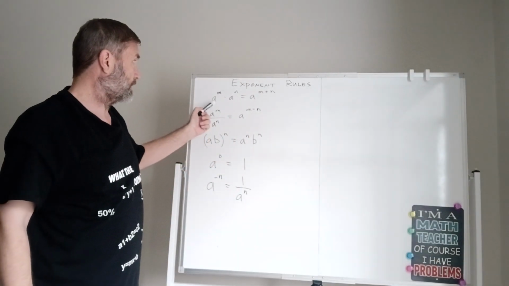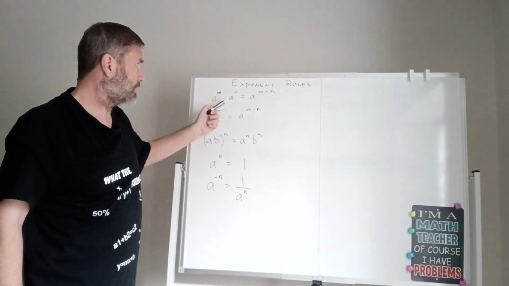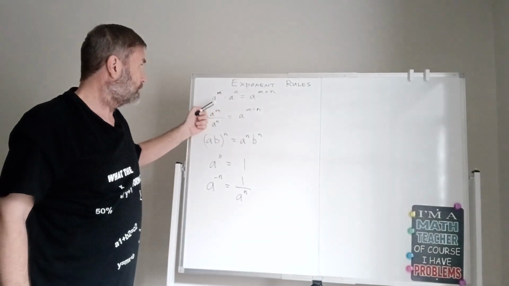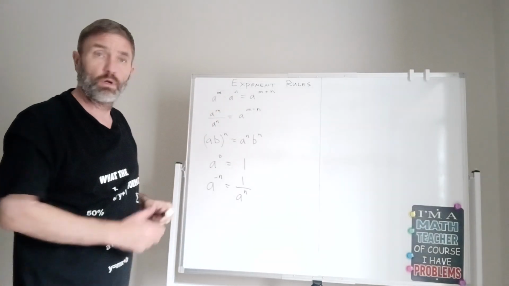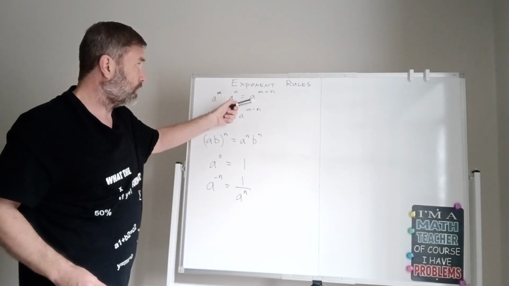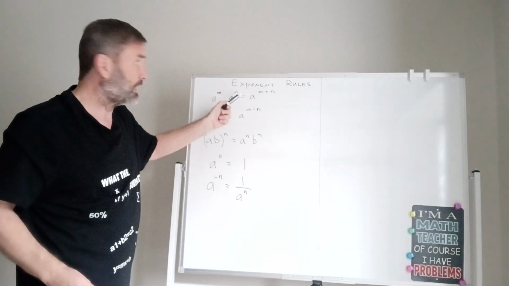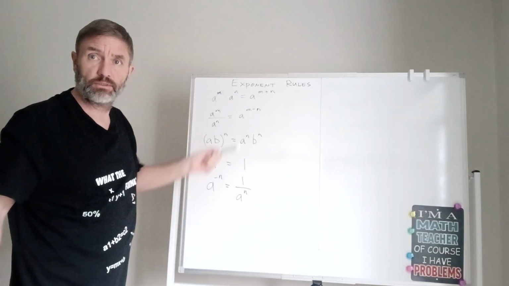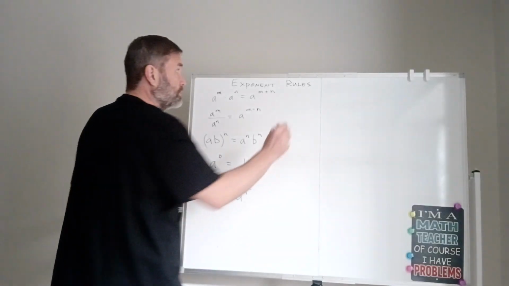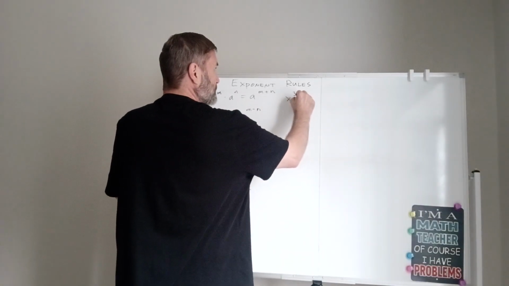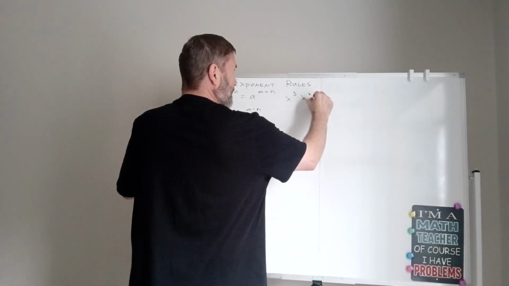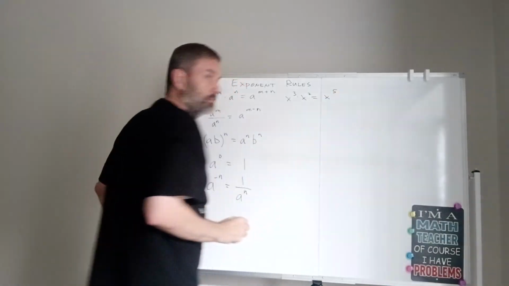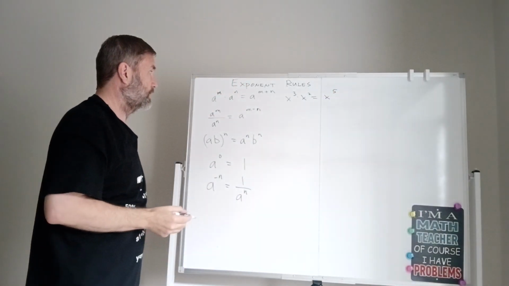Please notice that you have an a. I put it to the n power, a to the n. I'm multiplying, so they call this the product rule. When I multiply like bases, I can simply add the exponents, so m plus n. So here's an example. If I have x cubed times x squared, I can write that as x to the fifth. Okay, 3 plus 2.